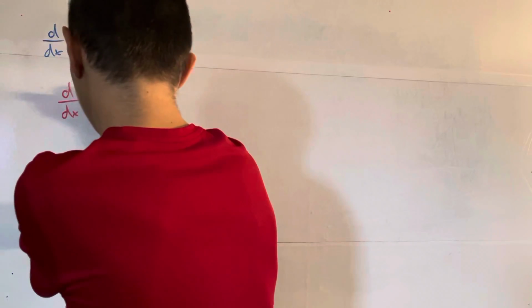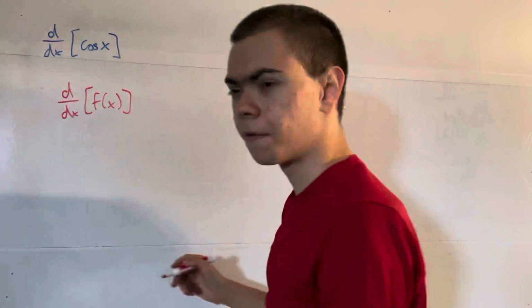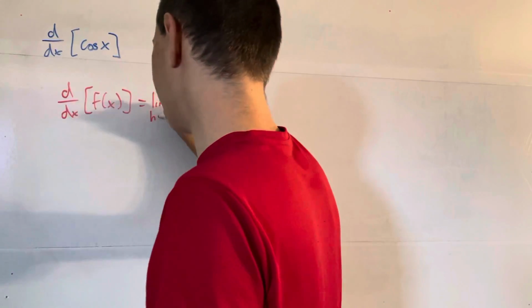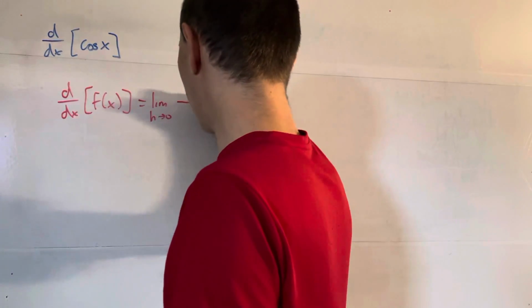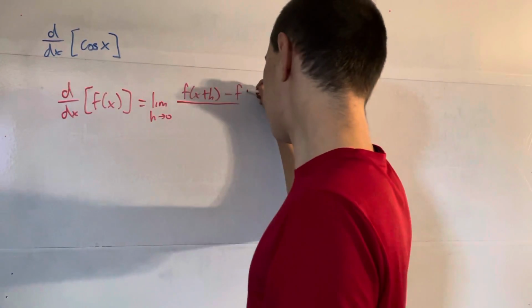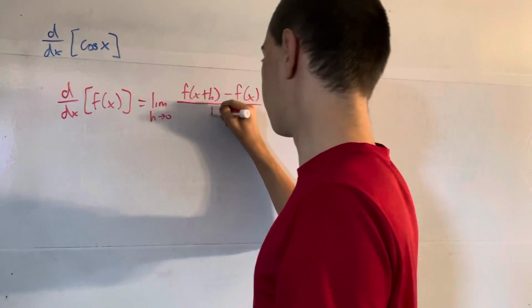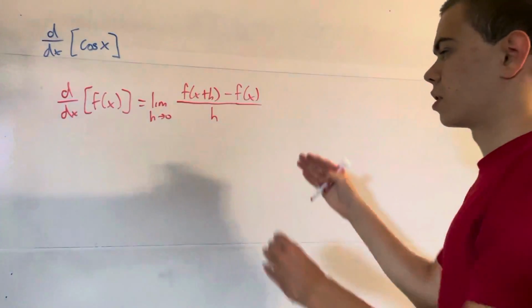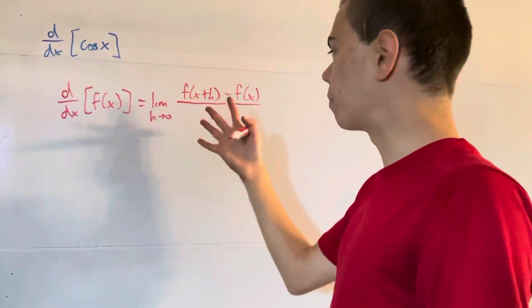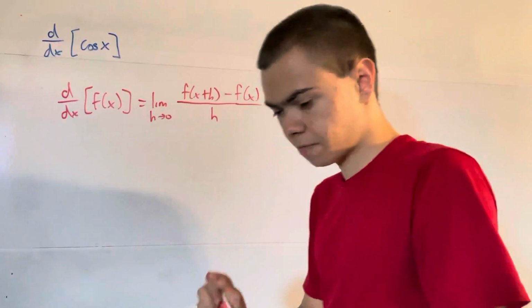f of x, we could just write it as a limit. We could say that it's just the limit as h approaches 0 of f of x plus h minus f of x all over h. So this right here is pretty much what a derivative would be as a limit. And so we could apply this idea to the cosine of x.